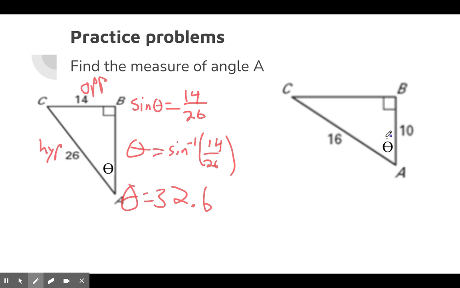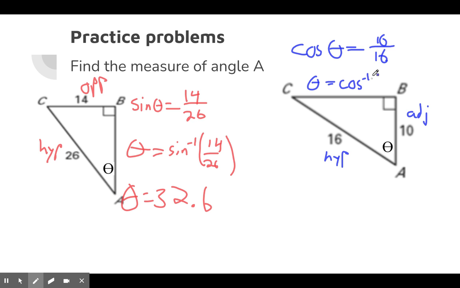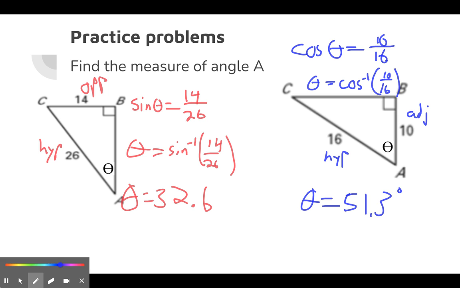Next one, we see that 10 is adjacent, and 16 is hypotenuse. So now, with adjacent and hypotenuse, we're going to use cosine. Our equation is cosine theta equals adjacent, which is 10, over hypotenuse, which is 16. So to find theta, we take inverse cosine of 10 over 16. We plug that into the calculator: inverse cosine of 10 divided by 16. And we find that theta is equal to 51.3 degrees.